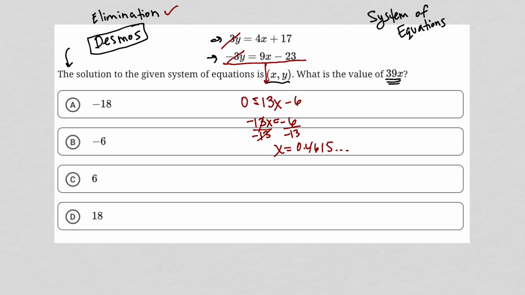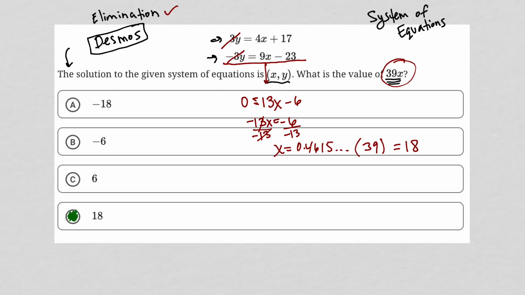Now, of course, we don't want to solve for x. The question asks us for 39x. So I'm going to just multiply this number by 39 in my calculator, the whole long decimal times 39. And I get 18. The answer is 18, and therefore choice D is correct.